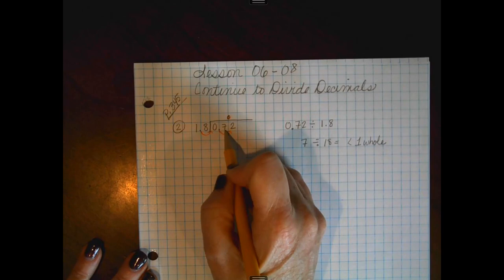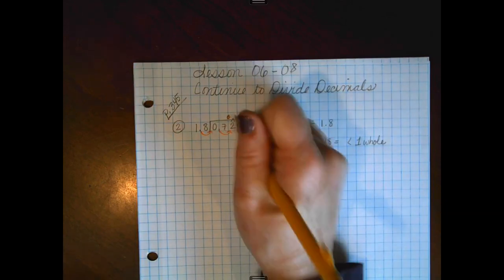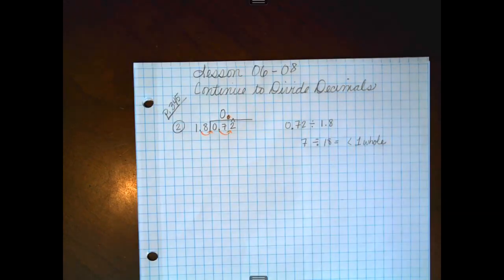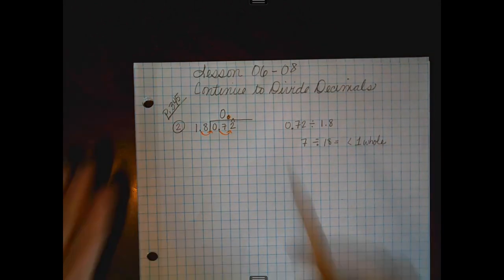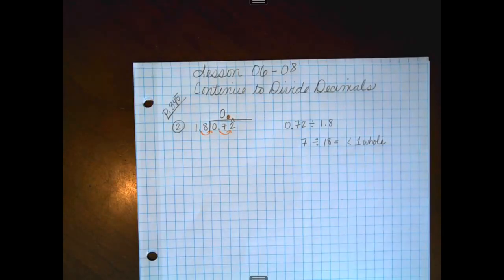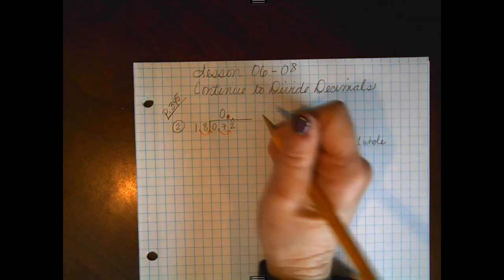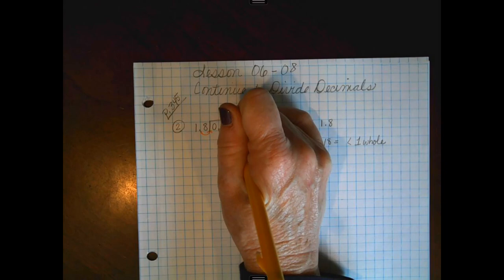All right, 18 is my divisor. It does not divide into 0 or 7. It's only going to divide into the 2. So what I am going to do is I'm going to put a 0 here because we know that in decimal numbers, if there is a 0 in the whole number slot, we need to put it there. All right. 18 goes into 72. I'm going to guess about 4 times because I know 15 times 4 is going to give me 60. So I'm going to try 4.